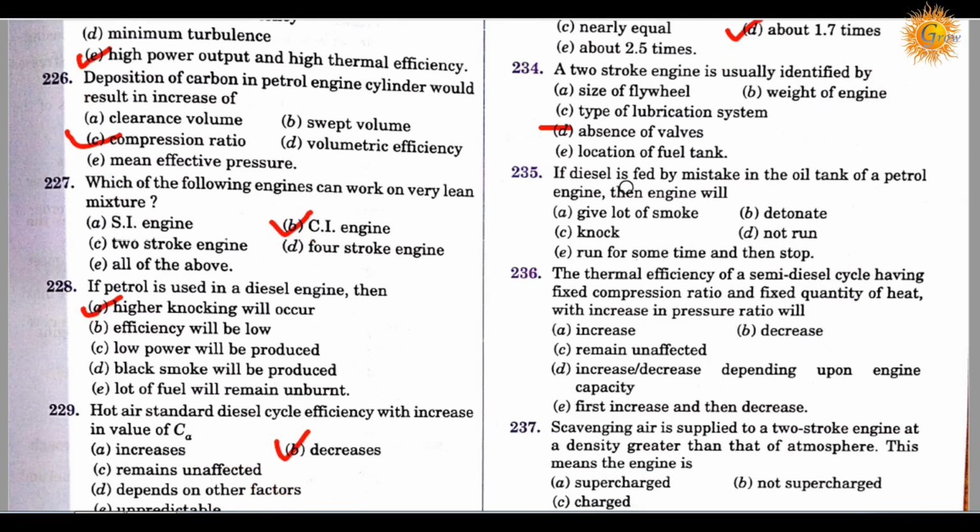Question number 235. If diesel is fed by mistake in the oil tank of a petrol engine, the engine will: option A, give lot of smoke; option B, detonate; option C, knock; option D, not run; option E, run for some time and then stop. So the correct answer is D. It will not run.